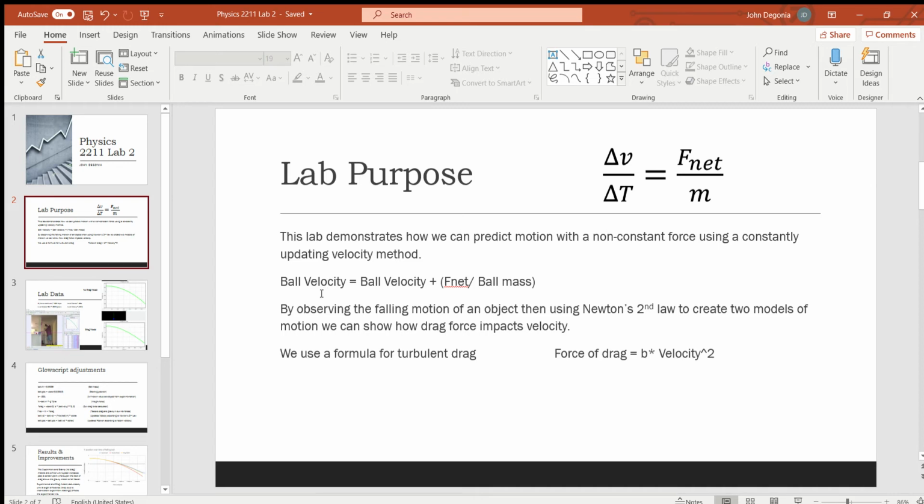our velocity. By observing the falling motion of an object and then using Newton's second law, that's the law right above here, to create two models of motion, we can show how drag force impacts velocity. We'll be calculating our drag force, in this case, by taking a constant b and multiplying it times our velocity squared. And this drag force is always going to be opposite to the velocity we're currently experiencing.